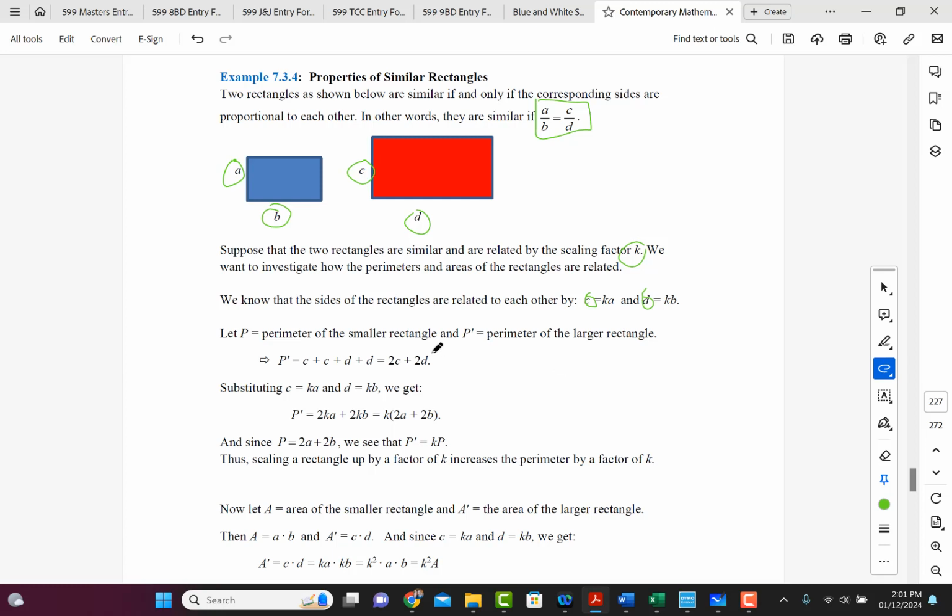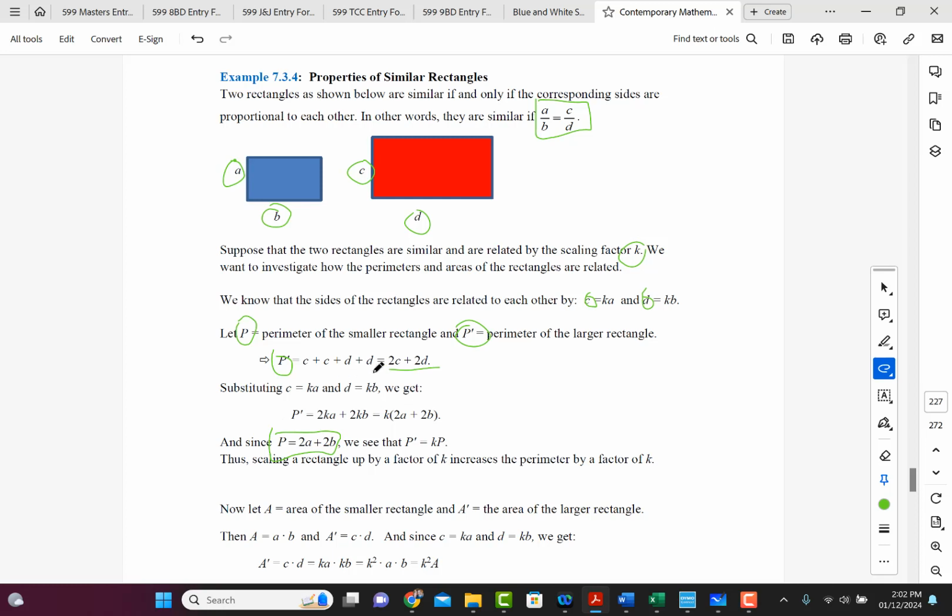Now let's look at the perimeter of the smaller rectangle. Let P be that perimeter. P will be the perimeter of the blue rectangle, and P prime will be the perimeter of the red rectangle, the larger one. We know that the definition of perimeter is the addition of all four sides. So in this case, it'll be 2 times C plus 2 times D for P prime. And P likewise will be 2A plus 2B, which we have down here.